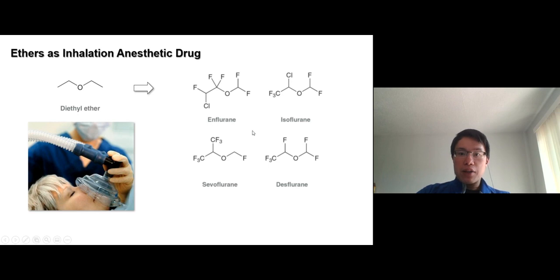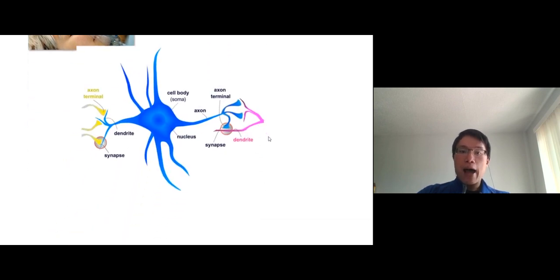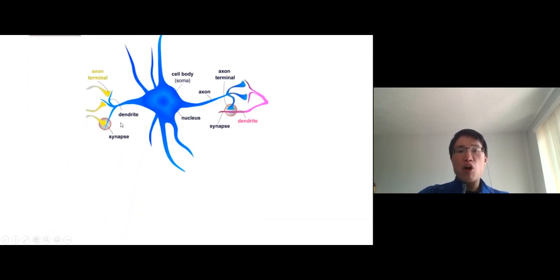All these ethers put people to sleep by interrupting the communication between the synaptic signal. Right, so there's a nerve cell, there's a nerve ending, there's a nerve beginning right here. There's a synaptic gap. That is where two nerve cells communicate. This is in your central nervous system.